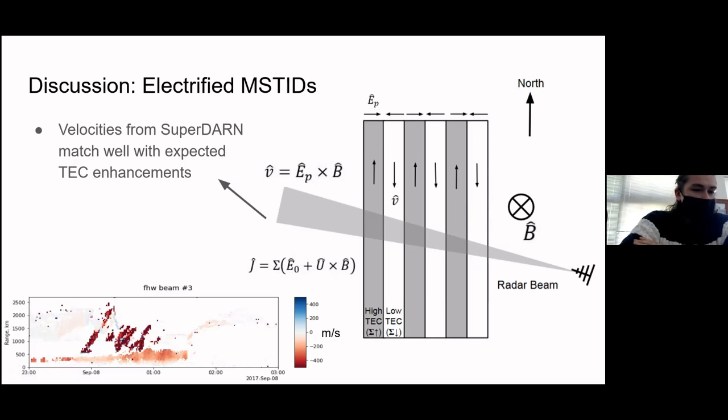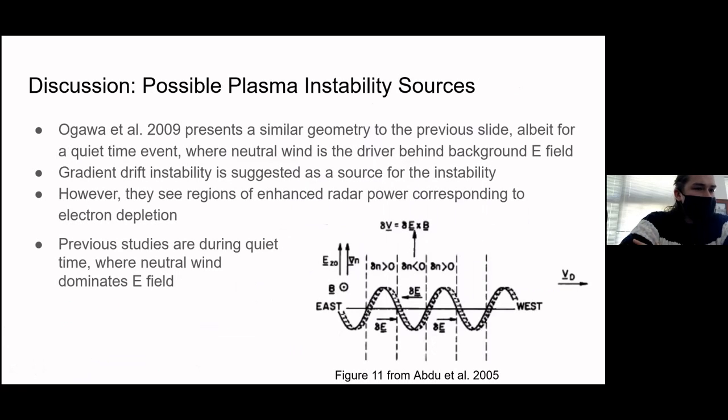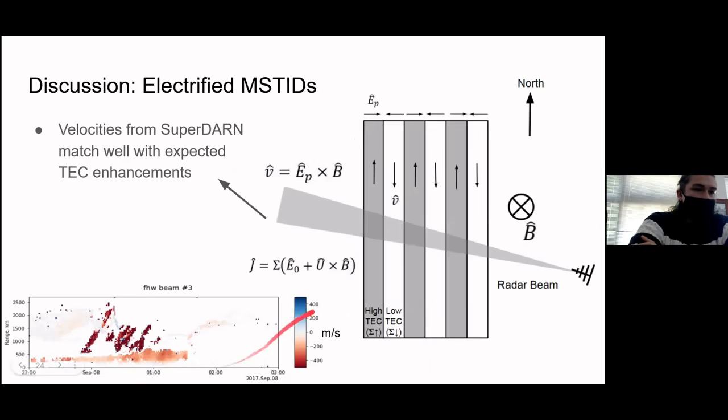So let's talk about that some more. What is causing this? There's some studies that have talked about this. There's some Japanese studies, Ogawa et al. 2009, presenting slightly similar geometries, but these were for quiet time events. So we expect this term here, J equals sigma (E naught plus U cross B), to be dominated by the U cross B term for quiet time, because the background electric field is not going to be very significant. It's going to be neutral wind dominated.